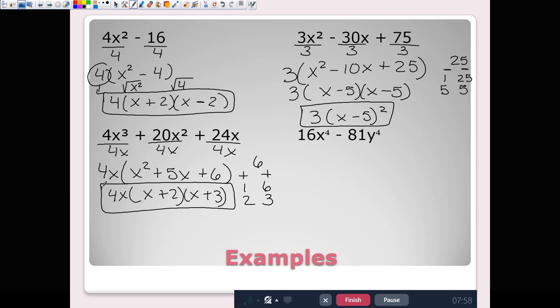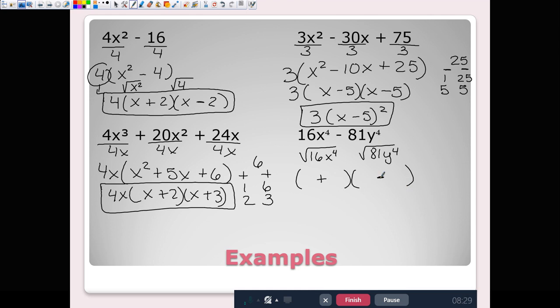Okay? Is there a GCF? No. Okay. Are these a difference of two perfect squares? Yes. There's a difference, and they are both perfect squares. So I'm going to square root 16x to the fourth, and I'm going to square root 81y to the fourth, and I'm going to get two binomials. One the sum, and one a difference.